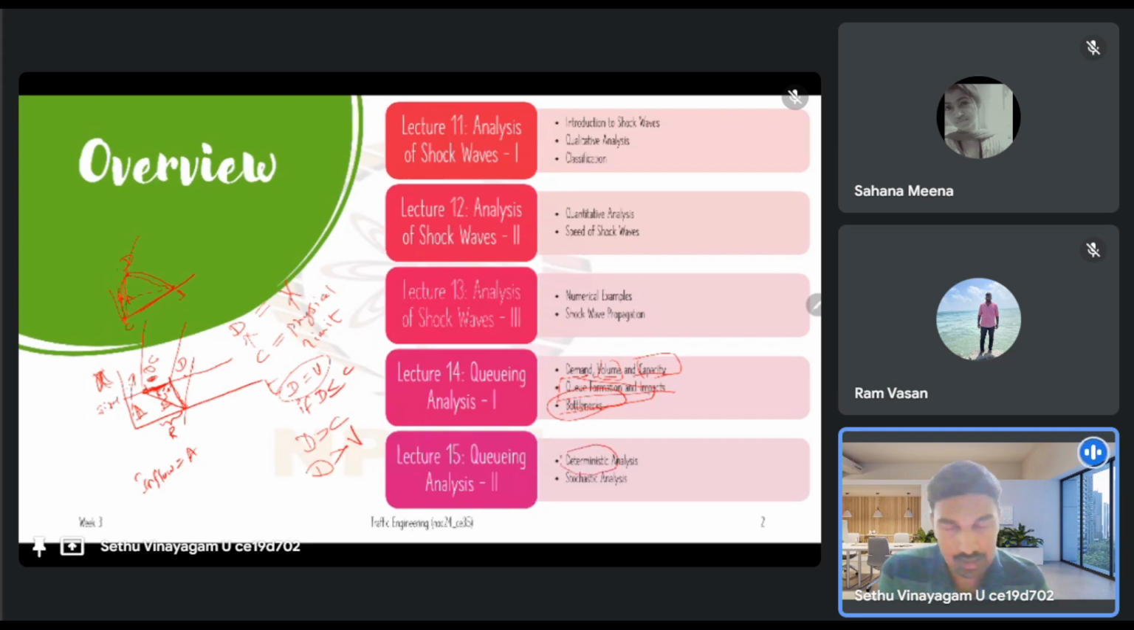So deterministic, as the word suggests, means we know all the components that are required for this queuing analysis. So basically, what is the demand? What is the capacity? If it is deterministic, which means we know what is the actual demand, we know what is the actual capacity. So if all these things are known, we can do a deterministic analysis, right? So we exactly know what will be the delay that will be caused, what will be the queue length, everything.